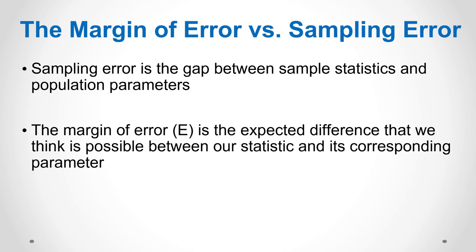Confidence interval estimates for the population mean are calculated as the point estimate plus or minus a margin of error. The margin of error is the expected difference that we think is possible between our sample statistic and the population parameter. Not to be confused with sampling error, which is the actual difference between a sample statistic and a population parameter.